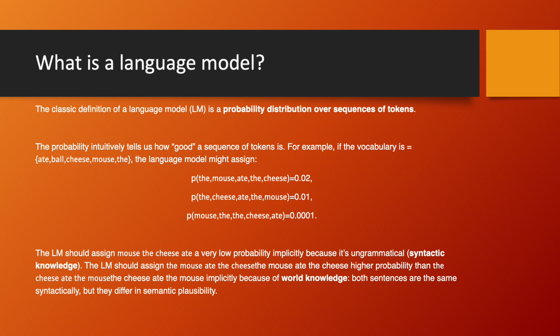For example, if the vocabulary is ate, ball, cheese, mouse, the, the language model might assign a probability for "the mouse ate the cheese" as 0.02, probability for "the cheese ate the mouse" as 0.01, probability for "mouse the cheese ate" as 0.0001. The language model should assign "mouse the cheese ate" a very low probability implicitly because it's ungrammatical, that is syntactic knowledge. The language model should assign "the mouse ate the cheese" a higher probability than "the cheese ate the mouse", implicitly because of world knowledge. Both sentences are the same syntactically, but they differ in semantic plausibility.